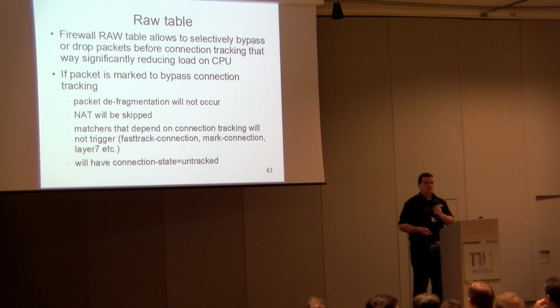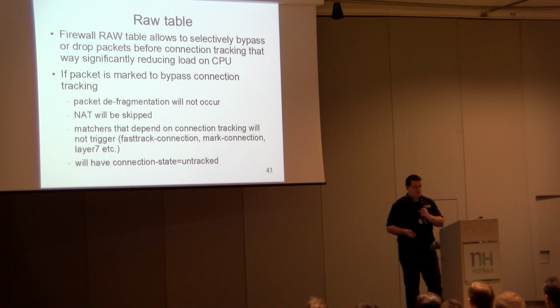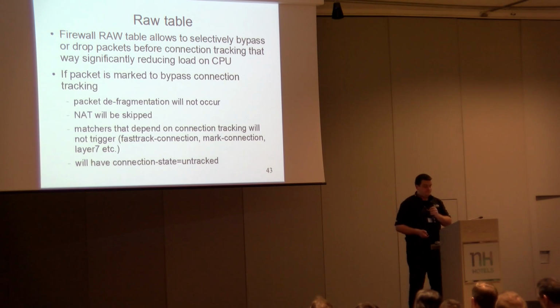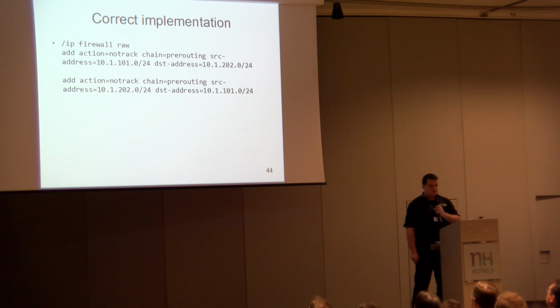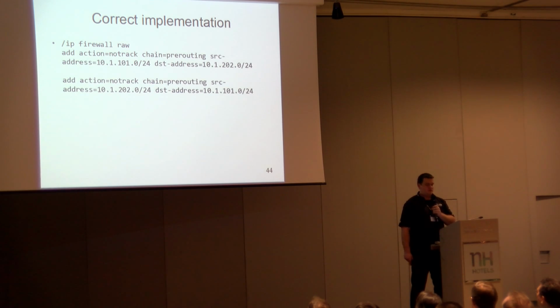And you can distinguish this traffic from any other traffic with the connection state untracked. So the fifth connection state appeared in firewall connections: untracked. It's for all the traffic that bypasses the raw table. So the correct implementation is very simple. You add these two rules for your IPsec policy traffic, action notrack. This traffic will never get to the NAT. It will never be masqueraded, and you will be able to process it even faster, because it also skips connection tracking and so on.